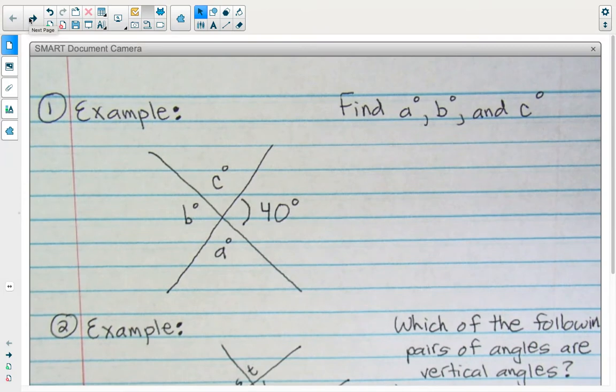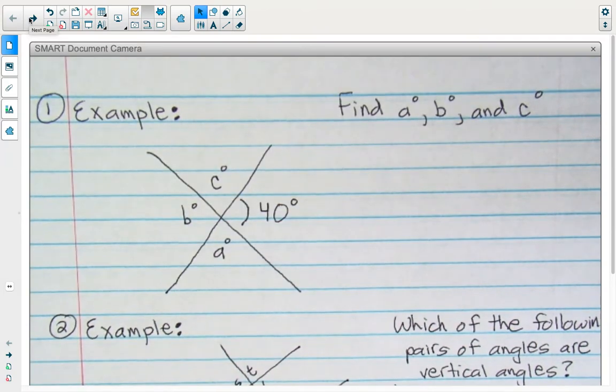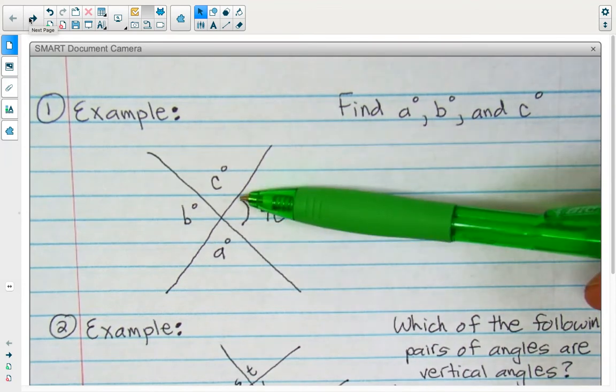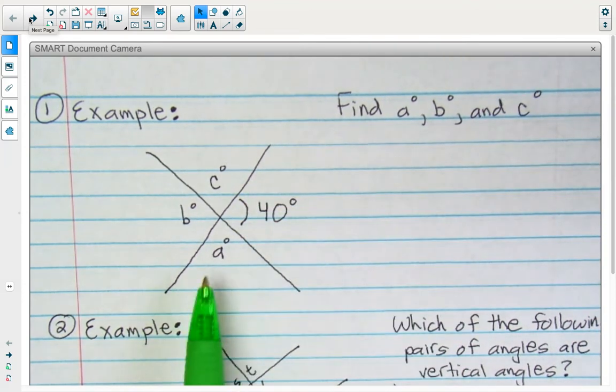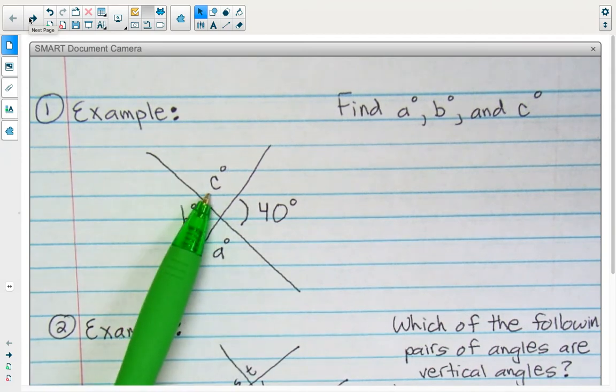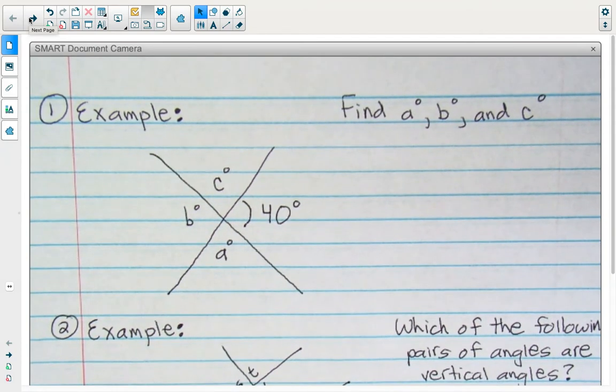Right, so example 1. They give us this picture here. We've got two intersecting lines. I know that the angle over here is 40 degrees, and we need to find angle A, angle B, and angle C. So we want to find the measure of all three of those.